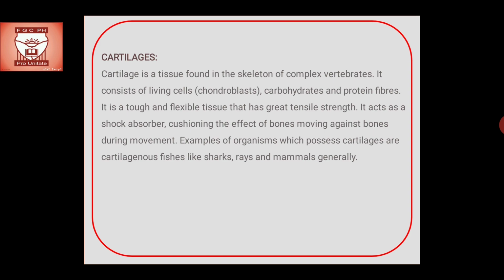It acts as a shock absorber, cushioning the effect of bone moving against bone when we move. Examples of organisms which possess cartilage are cartilaginous fishes like sharks, rays, and the mammals generally. Mammals generally have this form of skeleton.